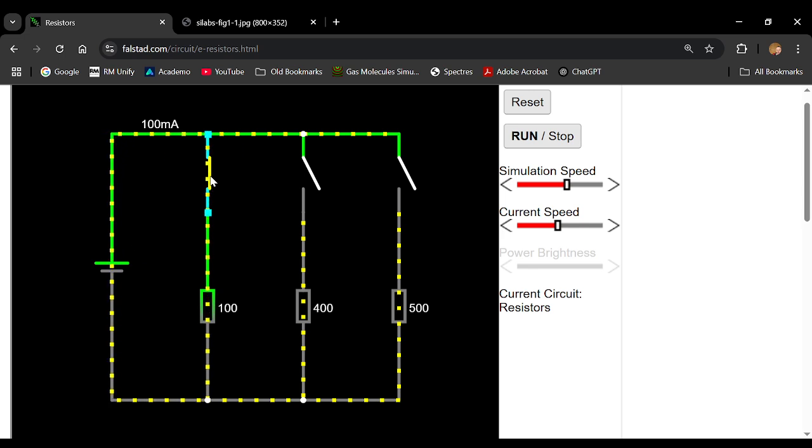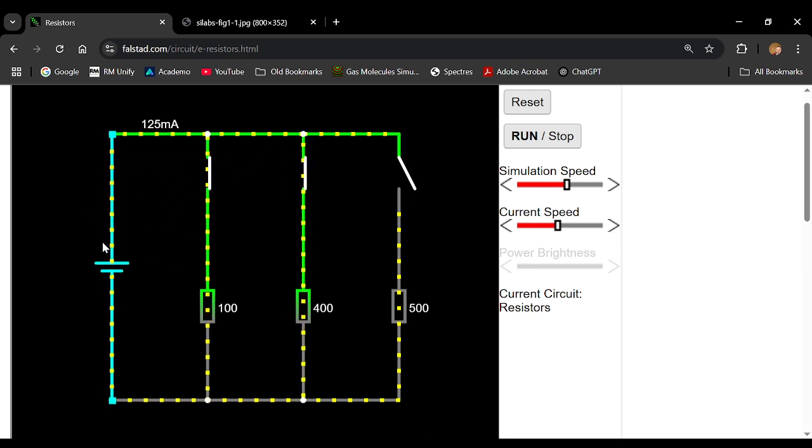Now, here's the tricky thing. What happens if I put two together? Let's turn on the 100 and also the 400. Now you might think it's going to be somewhere between 100 milliamps and 25 milliamps, but if you throw the switch, we end up with 125. How is that possible?